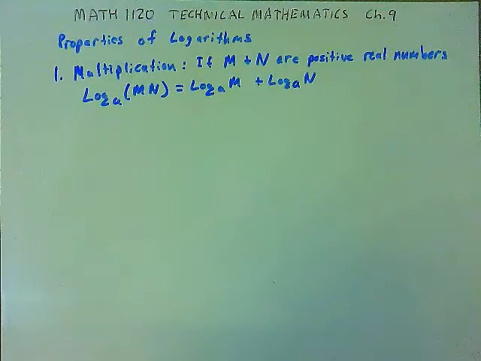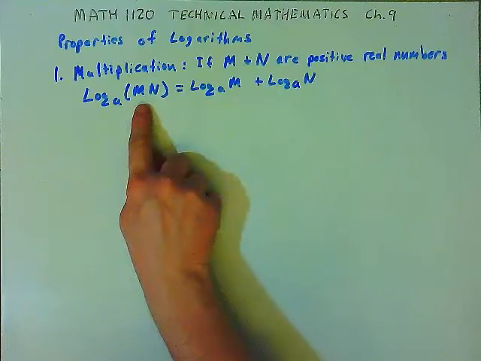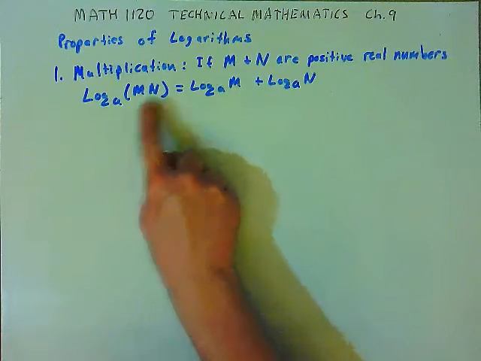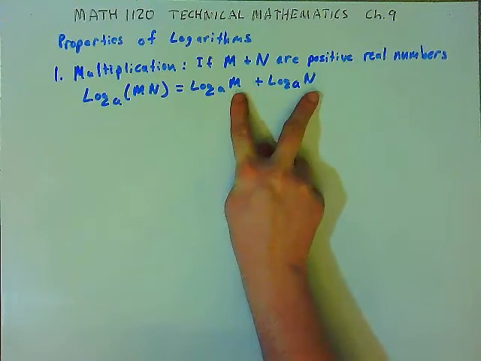There are several properties of logarithms that we want to explore. The first one is the multiplication property of logarithms, and it says that if m and n are positive real numbers, and we take the logarithm of some base, in this example a, of the product of m and n, this is going to be equal to the log base a of m plus the log base a of n. In other words, when we take the logarithm of a product, that's the same thing as the sum of the logarithms of the factors, right?